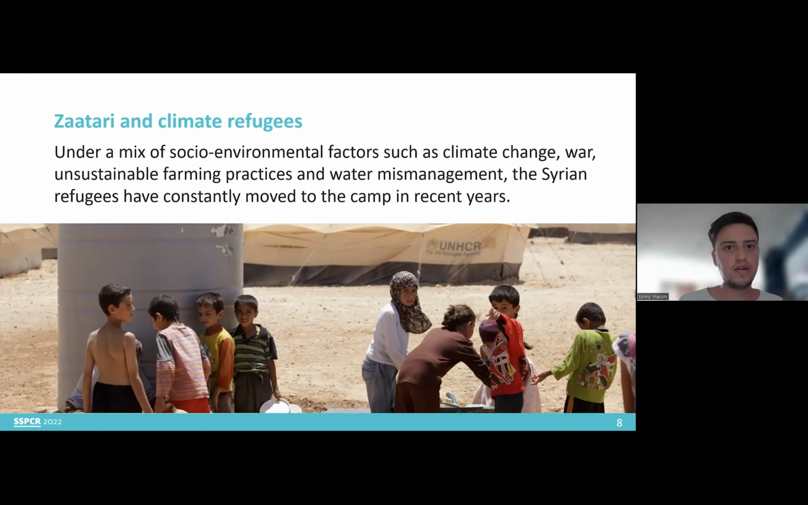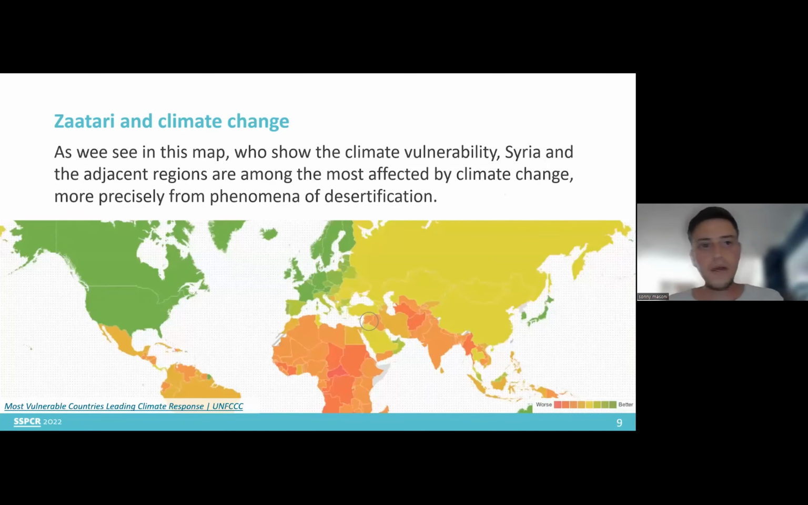If you read the stories of the people moving to Zaatari in the last 2 or 3 years, after 10 years of Syrian civil war, they always say that they were farmers and had a big change in their environment due to the war and due to the increasing desertification.